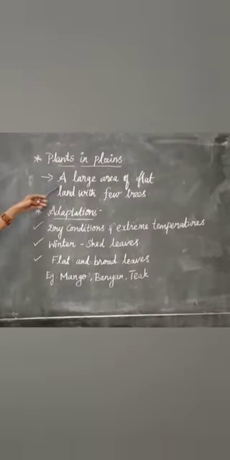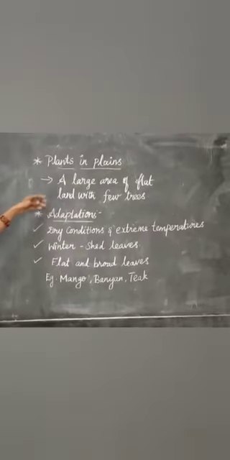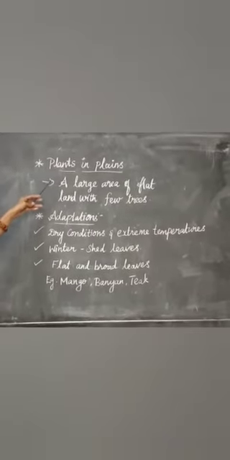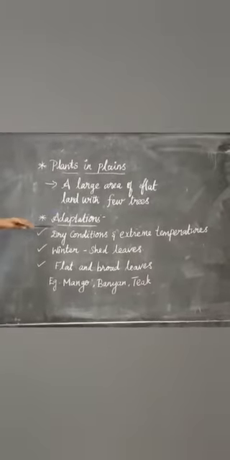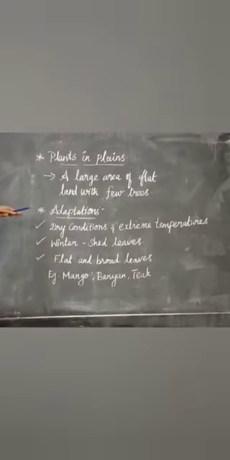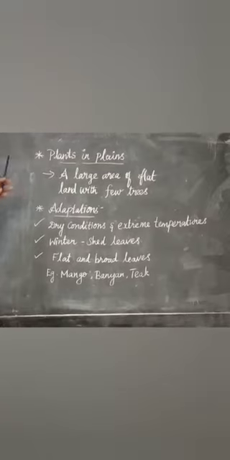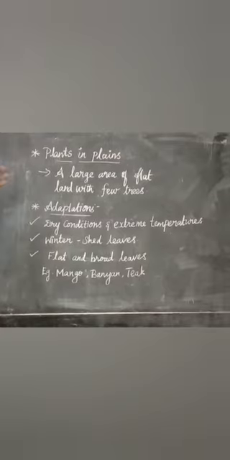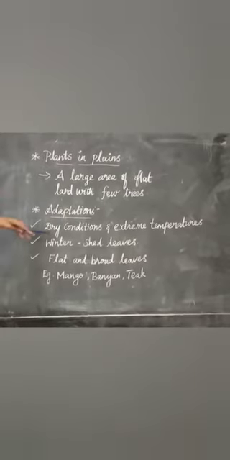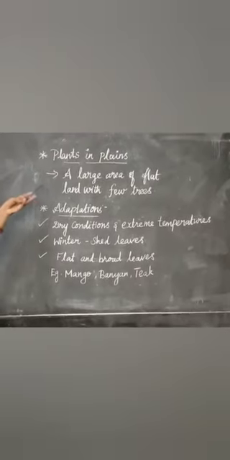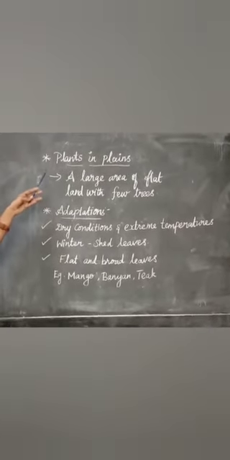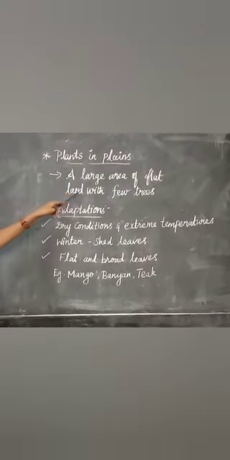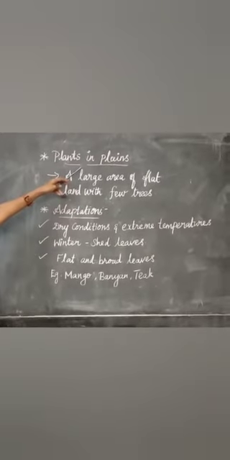Students, next we are going to learn about plants in plains. A large area of flat land with few trees is known as plains. In the plain region, a number of enormous trees grow. So we are living in the plain region. Madurai and Chennai, these are all plain regions. So Ooty, Kodaikanal is a mountain region. In that mountain region, pine and cone plants grow. In our region, mango tree, banyan tree, teak tree, these types of trees grow in the plain region. A large area of flat land with few trees is known as the plain region.